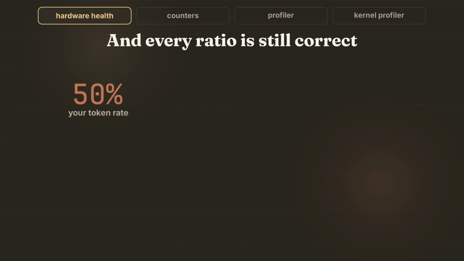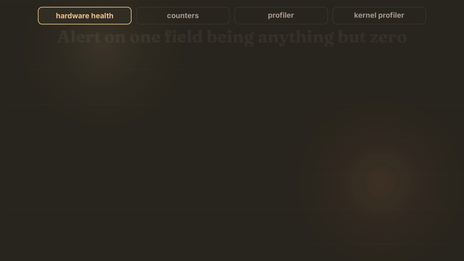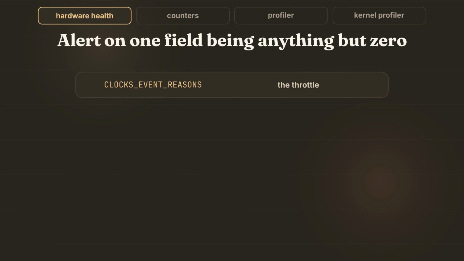So, what can you actually see from where you are sitting? Your token rate halves, and that's exactly where we came in. And the batches still form, the cache still fills, the queue still drains, and every ratio on your dashboard is still structurally correct because all of it is happening at half speed together now. So there's no software symptom to go and find. There's just less. So that's an alert on one field being anything other than zero. It should take you an afternoon at most, and it can save you a week of looking in the wrong place. And while you are in there, add the XID field.